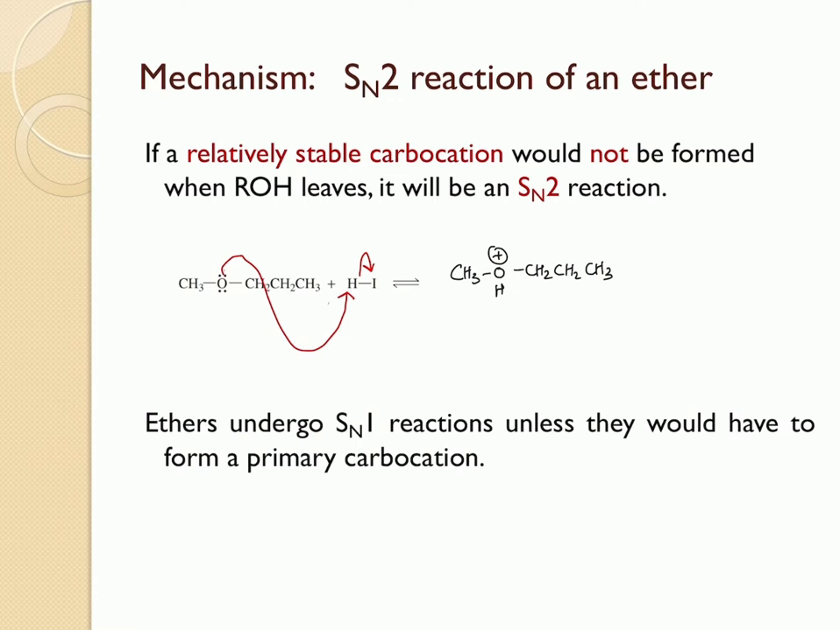And in the next step, the I minus is going to do an SN2 reaction, where it attacks the electrophilic carbon, and this whole thing is going to leave. So this is our leaving group. This whole thing is going to leave, thereby forming a propyl iodide. Ethers undergo SN1 reactions unless they would have to form a primary carbocation.